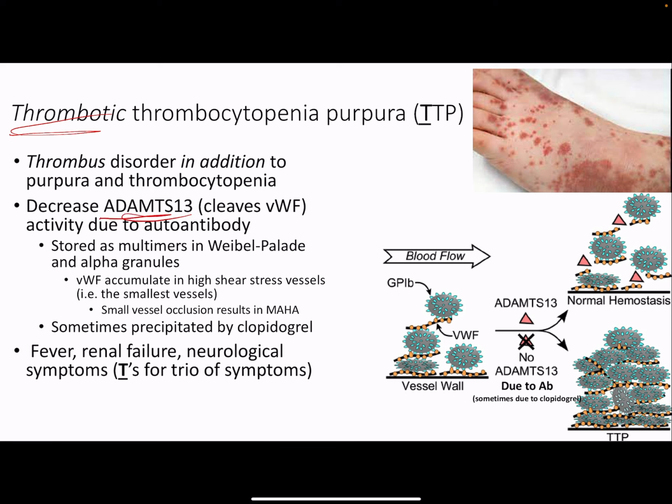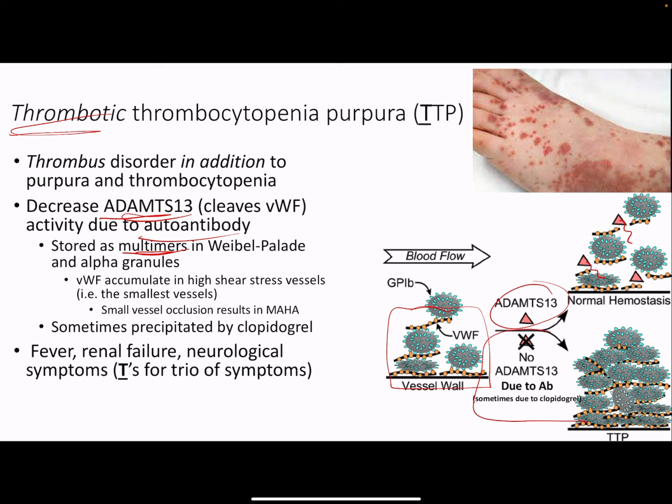So we have something called ADAMTS13. It turns out that von Willebrand factor gets destroyed by an autoantibody. Von Willebrand factor is typically stored as a multimer in the Weibel-Palade bodies in the endothelial cells, and the alpha granules in the platelets. But when it's released into the blood, ideally, so here we have it being all stuck together, ADAMTS13 is supposed to break it up. You can see it's kind of broken up here, it's kind of broken up there. Breaking it up causes it to not aggregate so much, which means things can spread out a little bit.